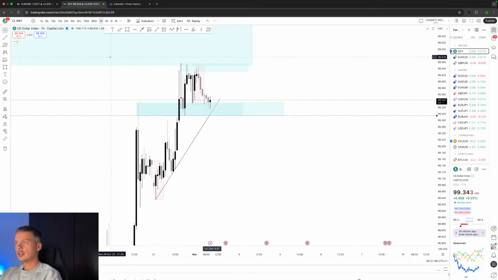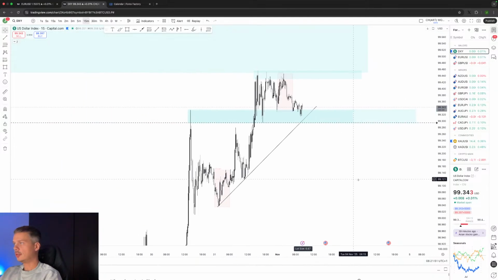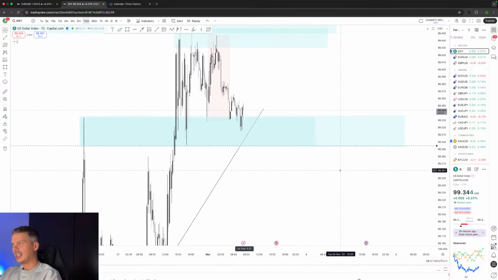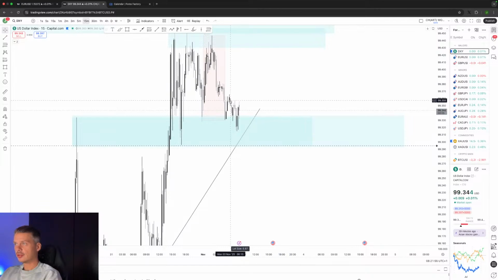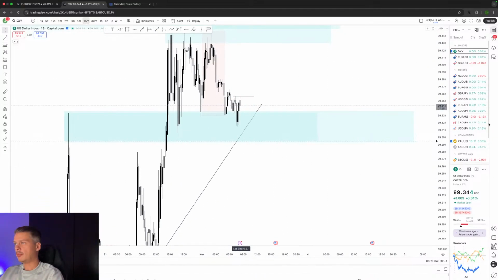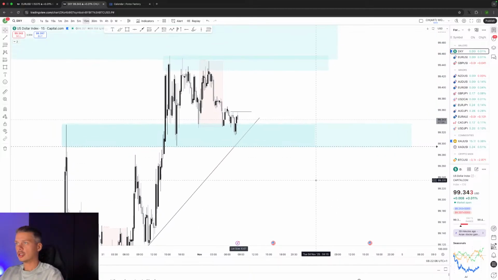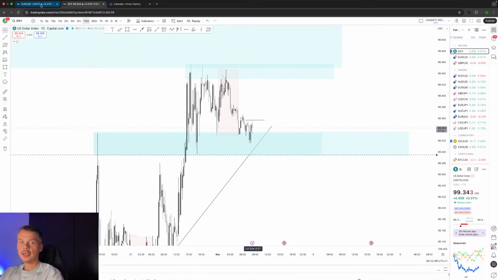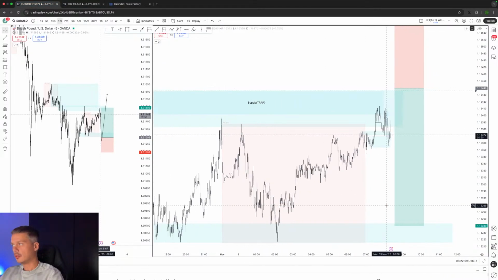Let's have a look at the DXY, because we might want to see a bullish break of structure on the 15 minutes here. This last high created the last low internally. So if you see a bullish break of structure on the 15 minutes, imagine how many people will think the market starts to go up, and we see it melt down.